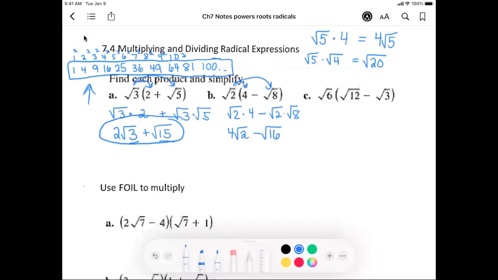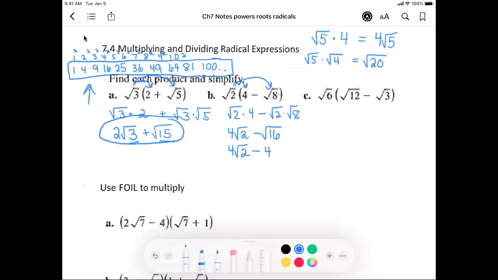Yeah, so now we can simplify further. Because the square root of 16 actually is a perfect square, since 16 is a perfect square and it equals an integer, I can simplify this down to be the square root of, 4 times the square root of 2 minus just 4, because the square root of 16 equals 4.